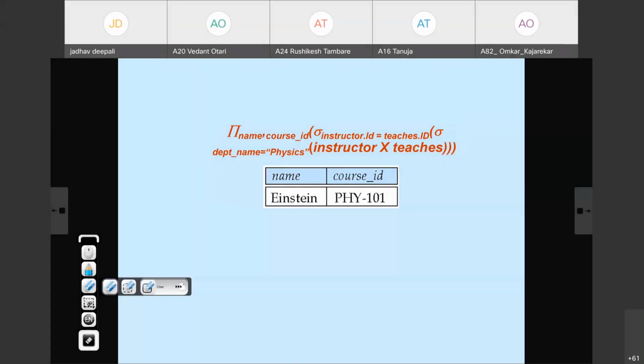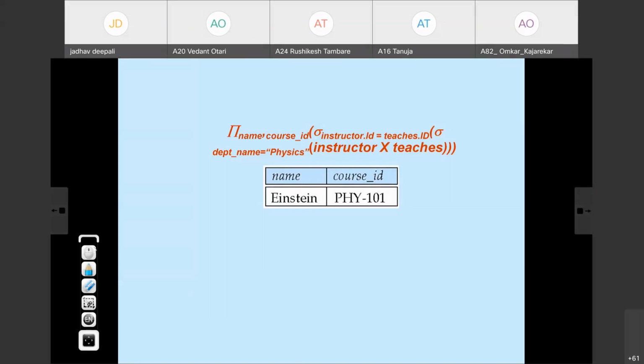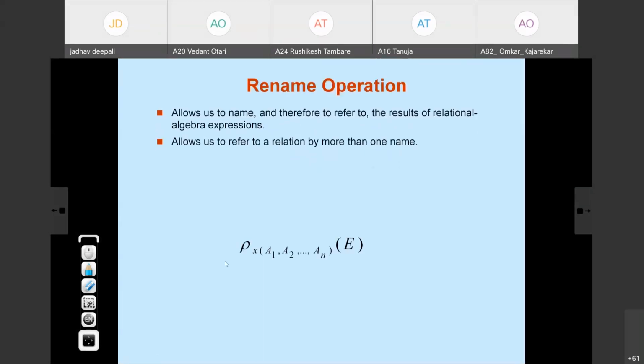The rename operation is used to rename it. It allows us to name, and therefore to refer to, the result of a relational algebra expression. We can rename that result. It also allows us to refer to a relation by more than one name.